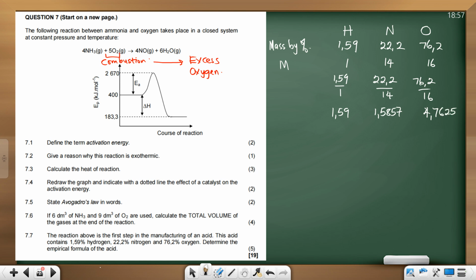4,7625. Okay, there's a hand or something there. Guys, is there a hand or is there an answer? Okay, what do we do? Divide by the smallest. So what do we have? Ratio.